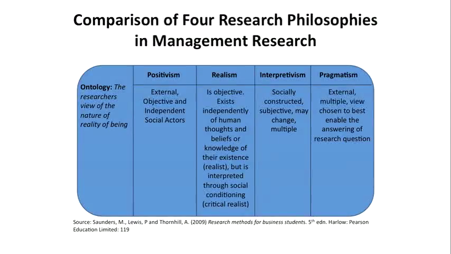If we're looking at positivism, positivists traditionally see the world as having an external, objective existence with independent social actors. So it tends to be an approach that's quite structured around measurement and quantification. From a realist perspective, realists see reality as objective, as existing independently of human thoughts and perceptions, but it is interpreted through social conditioning. So it's impossible to make an interpretation of that reality externally of your human perceptions or thoughts. Interpretivists see reality as socially constructed and subjective. So it may change, and it's multiple, and it's really created through social interaction and discourse.